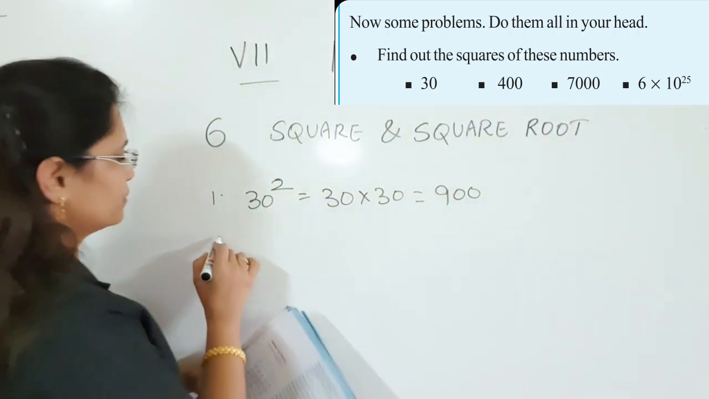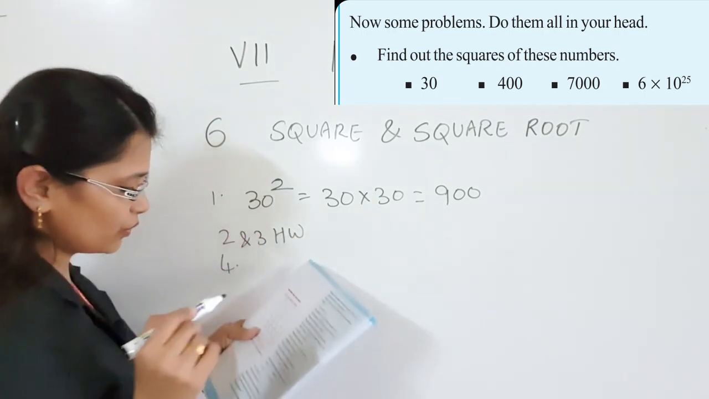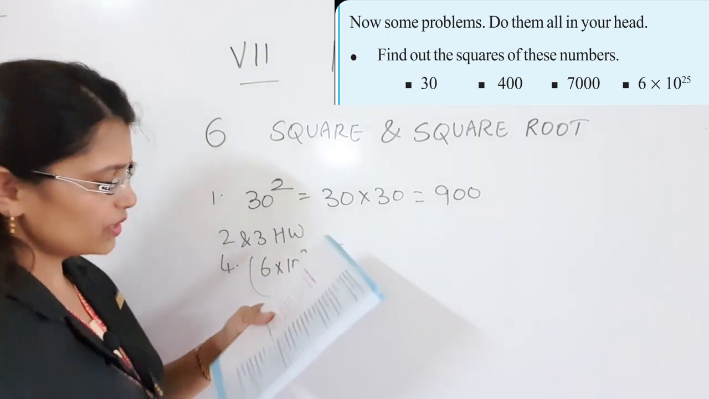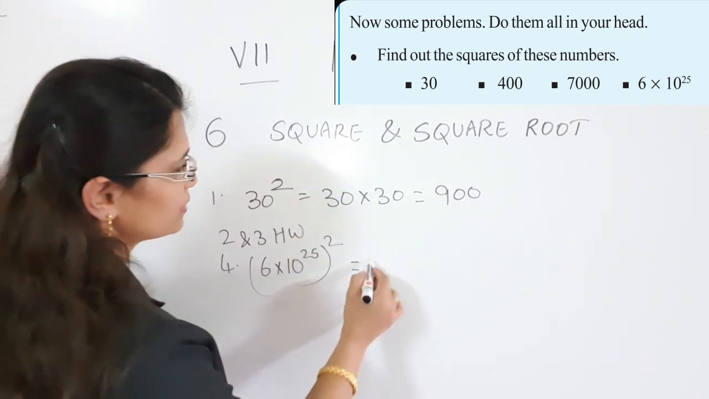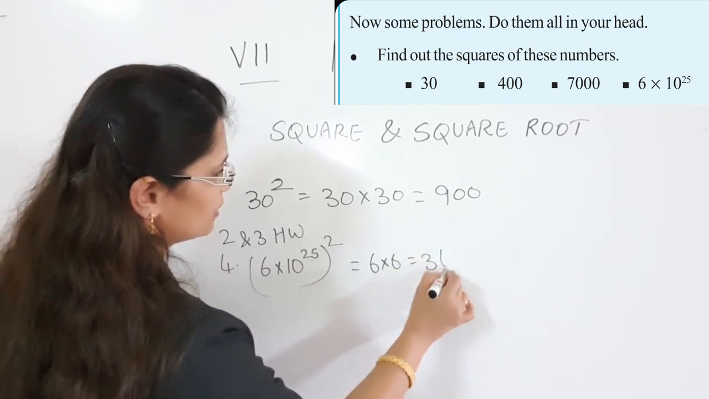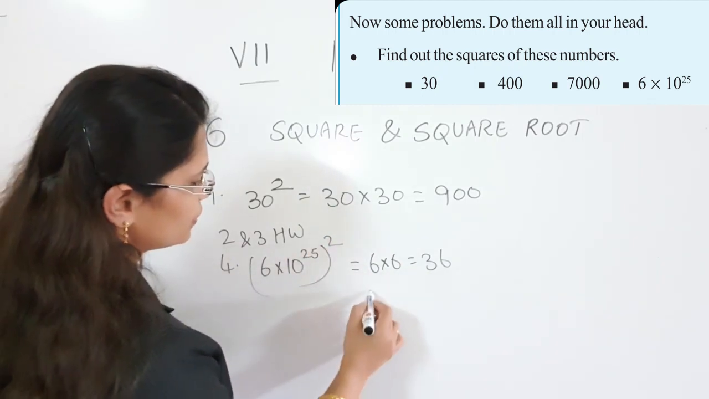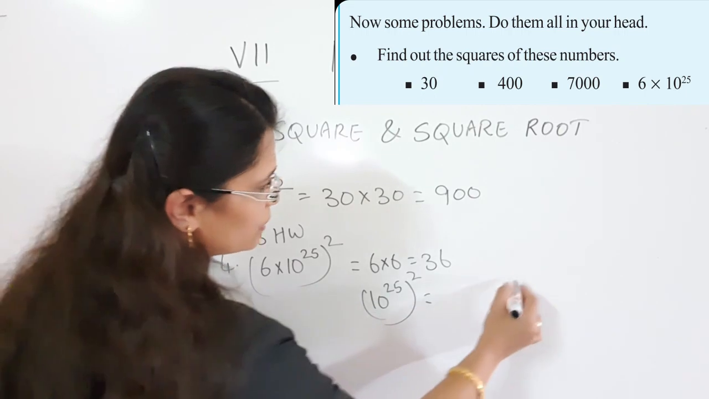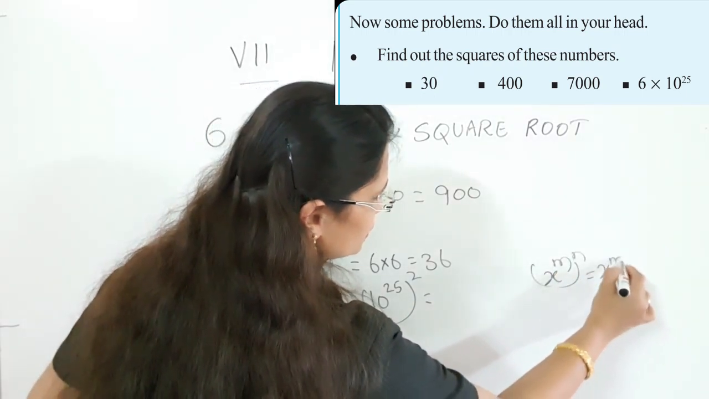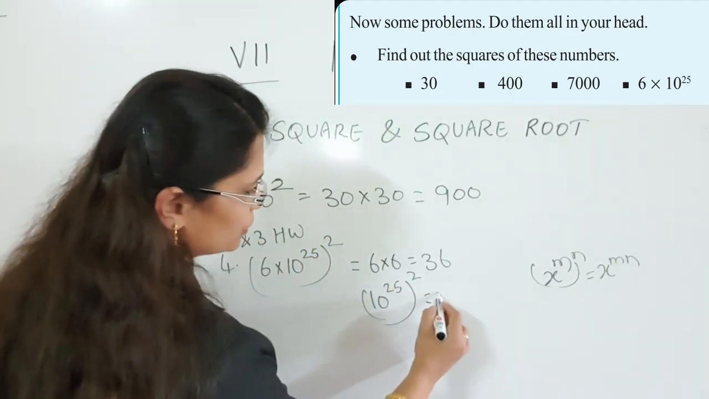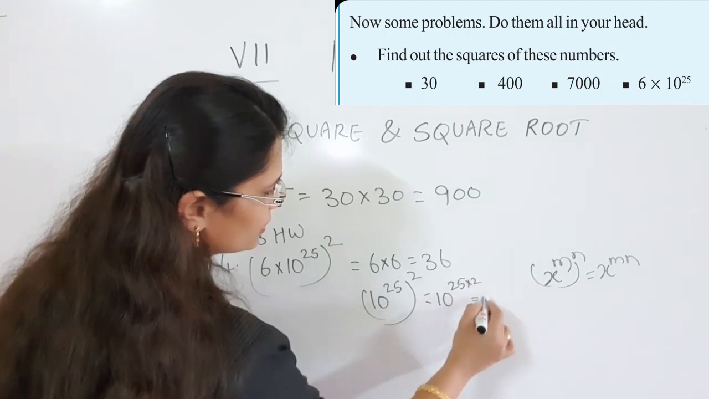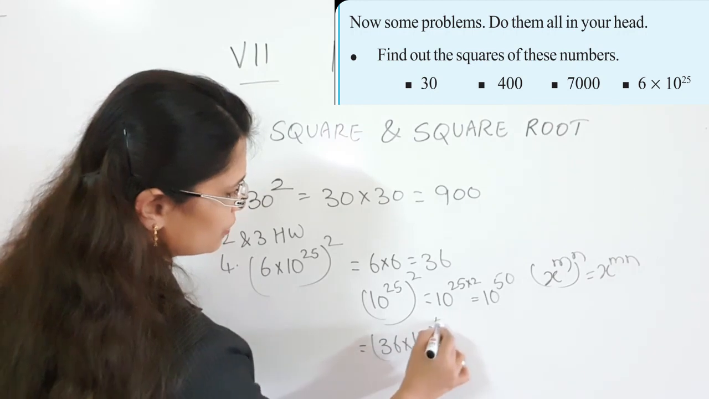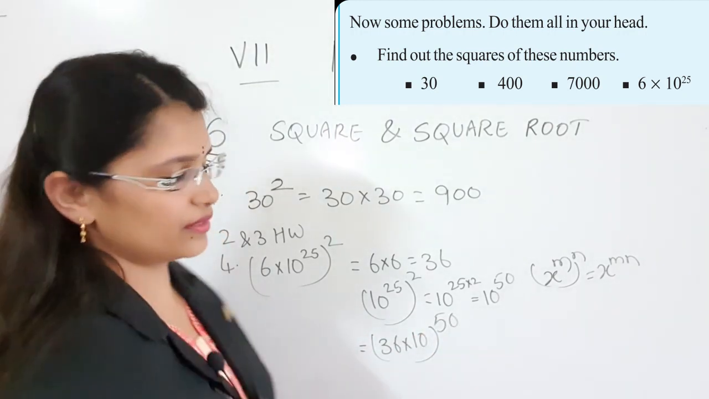Okay. Then 2 and 3 homework. And then fourth question, 6 into 10 raised to 25. So, how to do this? 6 square means 6 into 6 is equal to 36. Then what about 10 raised to 25 square? x raised to m whole raised to n is equal to x raised to mn. So, 10 raised to 25 into 2 is equal to 10 raised to 50. So, what is the answer? 36 into 10 raised to 50. This is the answer.